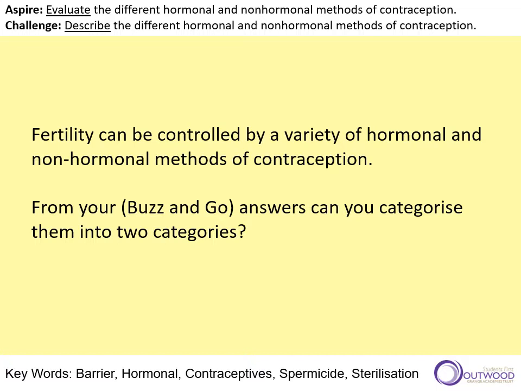So we know that fertility can be controlled by a variety of either hormonal or non-hormonal methods of contraception. You've got a long list, hopefully, or you may only have a list of 4 or 5. Now, there are certain ones in that list that use or control hormones to make sure that fertilization does not occur, or to stop fertilization, as a method of contraception.